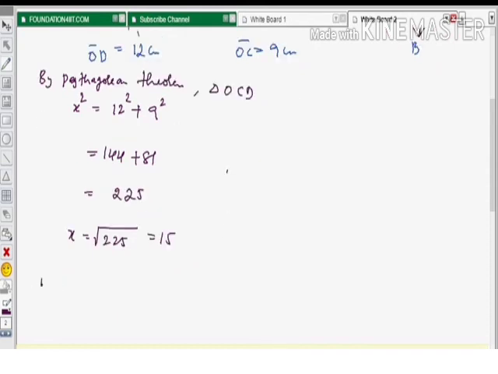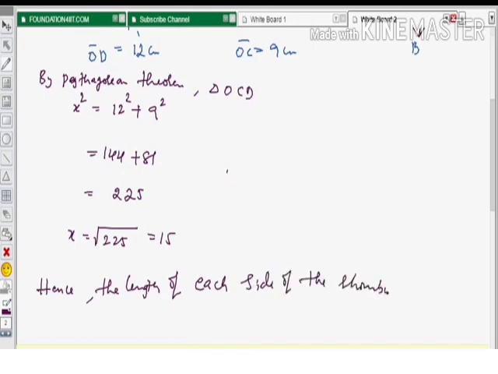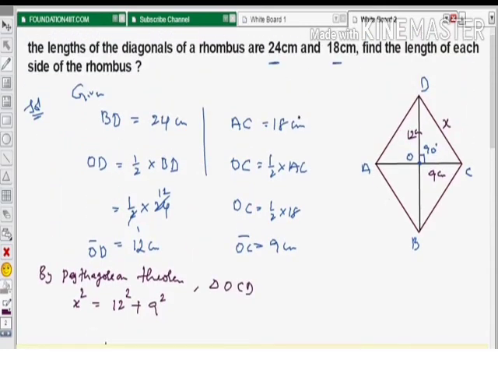Hence, x is equal to the side of the rhombus. Every side is equal in the rhombus. Therefore, the length of each side of the rhombus is 15 centimeters. So this is the one. Therefore CD, now every side is the same. This is 15 centimeters, and this also 15. BC is 15 because x is equal to 15 centimeters. So every side in the rhombus is equal.